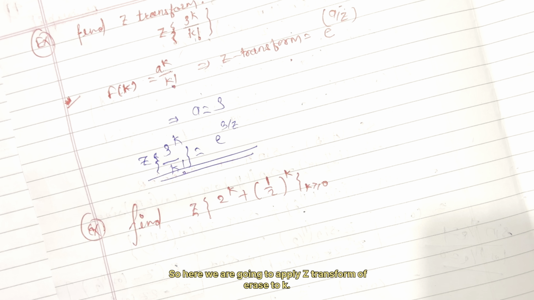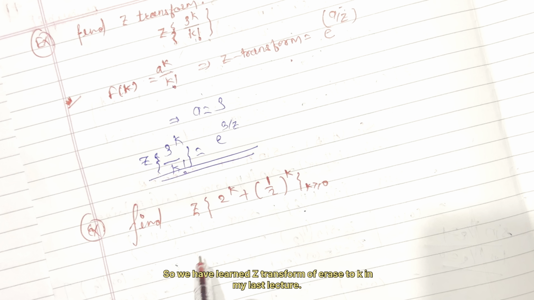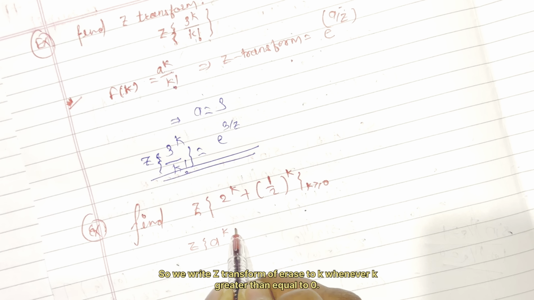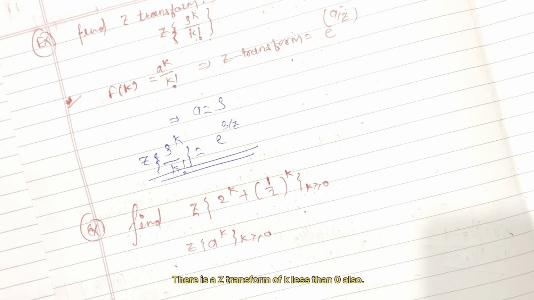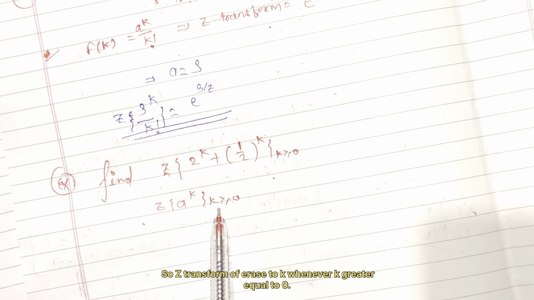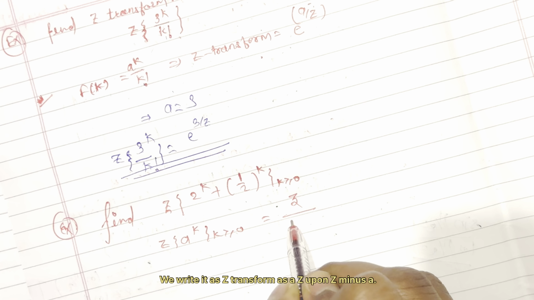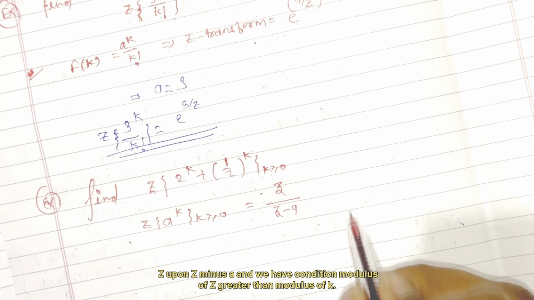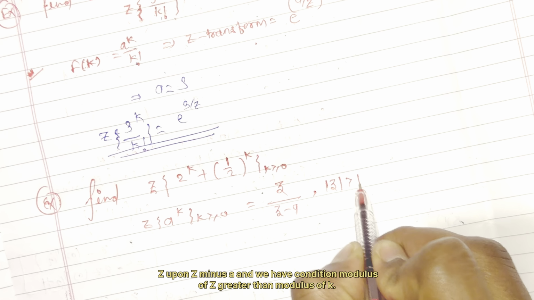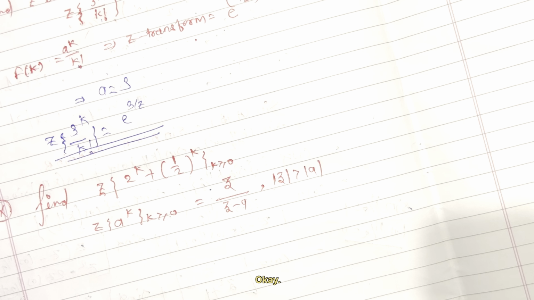Here we are going to apply the Z transform of a raised to k. You have already learned the Z transform of a raised to k in my last lecture. We write the Z transform of a raised to k whenever k is greater than or equal to 0. There is a Z transform for k less than 0 also, but we don't want that; we want k greater than or equal to 0. We write its Z transform as Z upon Z minus a, with the condition modulus of Z greater than modulus of a. This is the condition we have here for the Z transform.